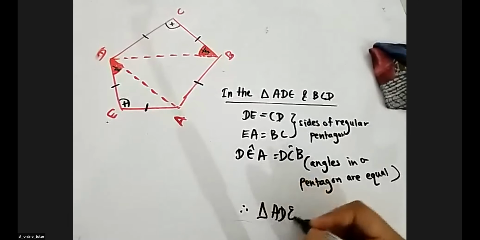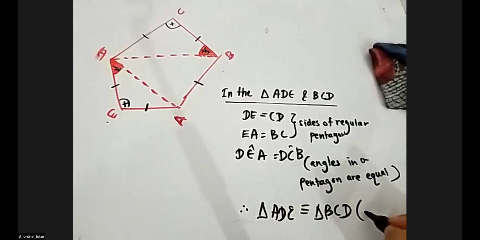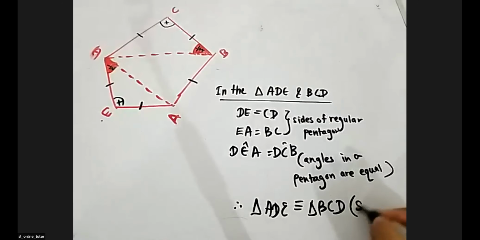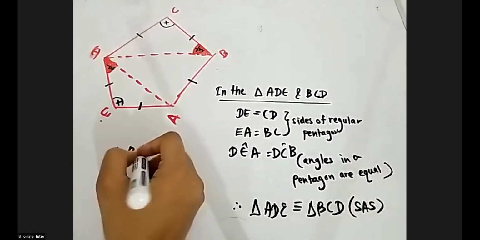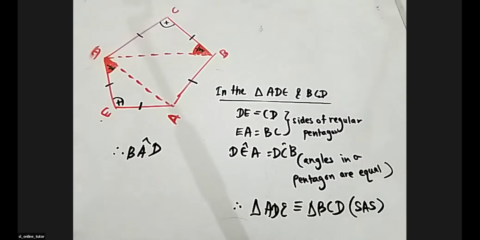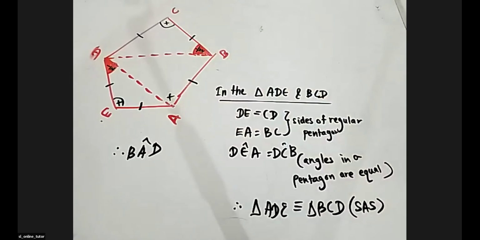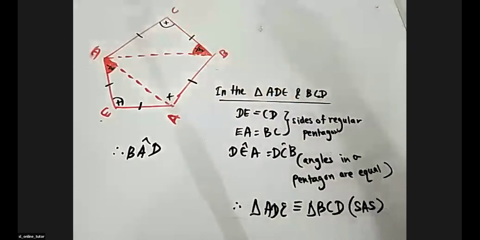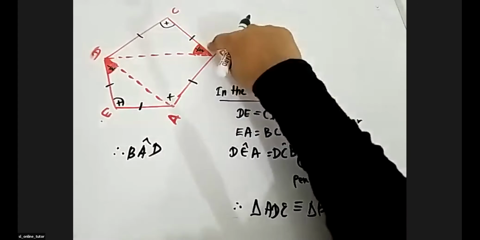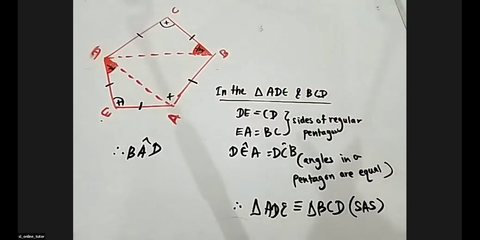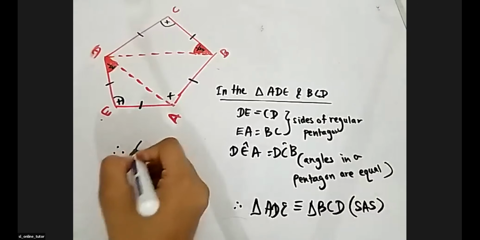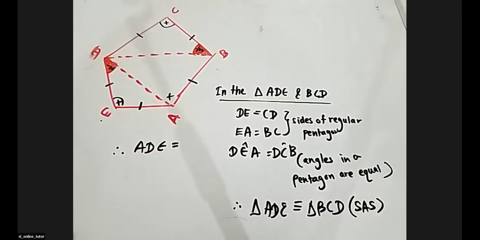Therefore, triangle ADE is congruent to triangle BCD under the case of, what is the case of congruency? Be in the lesson. Yeah, very good. SAS. So you can say therefore angle BAD equal to angle BCD. What have I marked? They asked for this one, ADE. I'm looking at the 6th question. Therefore, angle ADE equal to angle BCD.